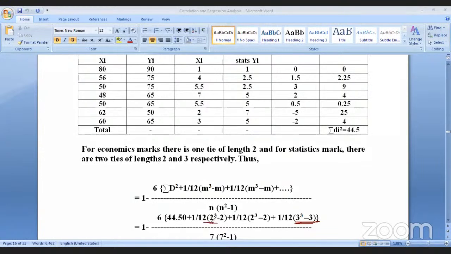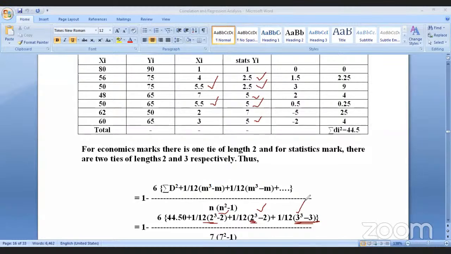We have taken these two because 5.5 and 5.5 are repeated 2 times. The next, 2.5 and 2.5, are repeated 2 times here, so we have written 2. The cube is as it is; the formula is written like that only, so we put the cube. So here 5 is repeated 1 time, 2 times, and 3 times. This fifth rank we gave to 3 students as equal ranks, that is 5, 5, 5. That is the reason we have taken 3 here.